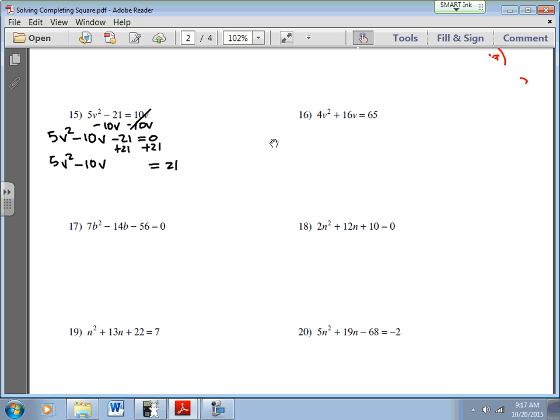Does everybody see that the a value is a positive 5? Can't leave it like that. You have to always make sure that the a value becomes 1. Do you have a question, sir? Okay. Here's what you have to do. Everything that's in that equation right now has to be divided by that a value.